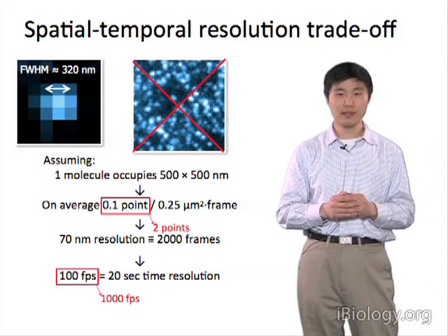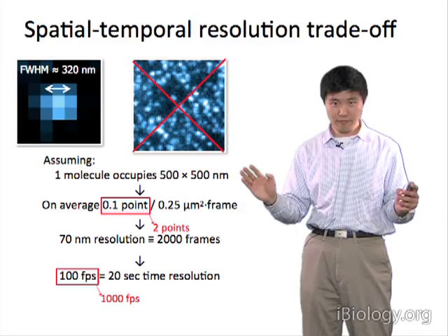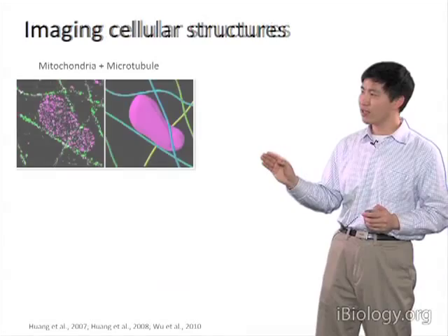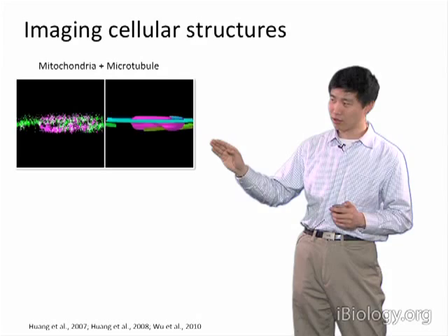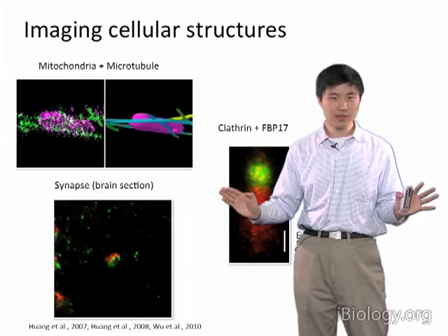So that's about live cell imaging and the limitations of live cell imaging. There's an inherent spatial temporal resolution trade-off. And I would like to end this lecture by showing some of the images that we have taken of two-color 3D imaging of mitochondria and microtubules, of a clathrin-coated pit and an F-BAR domain protein binding the neck underneath the pit, and our imaging of synapses in mouse brain sections.